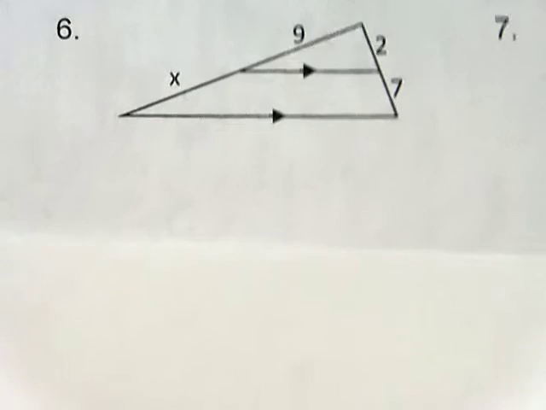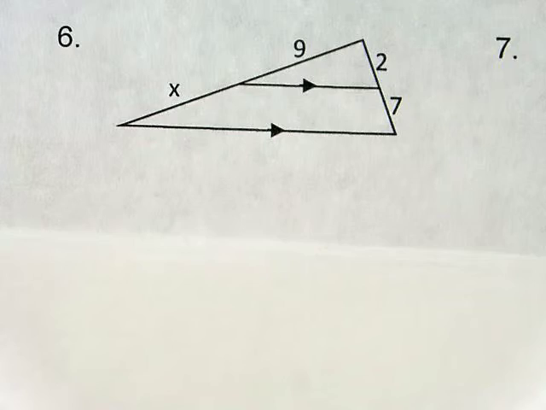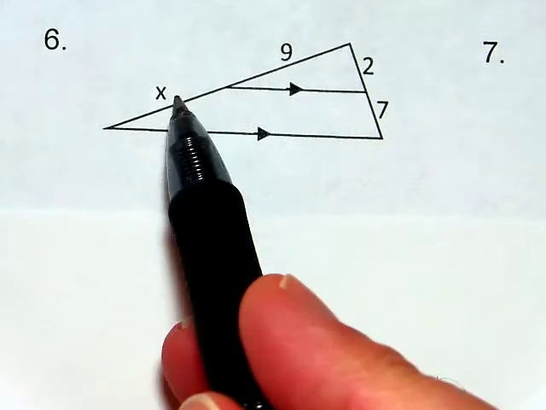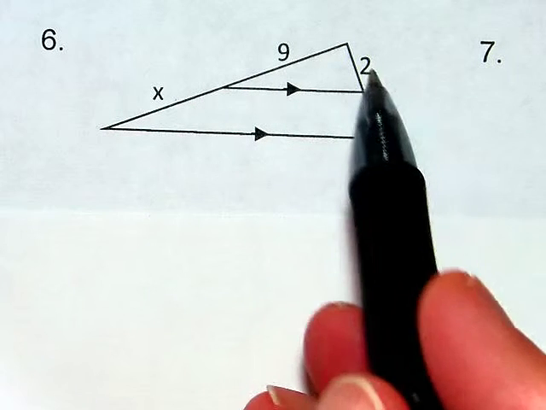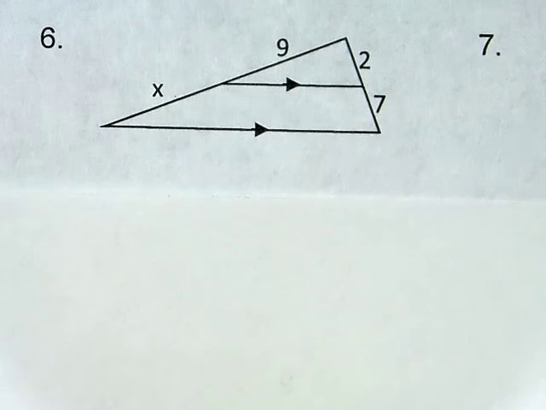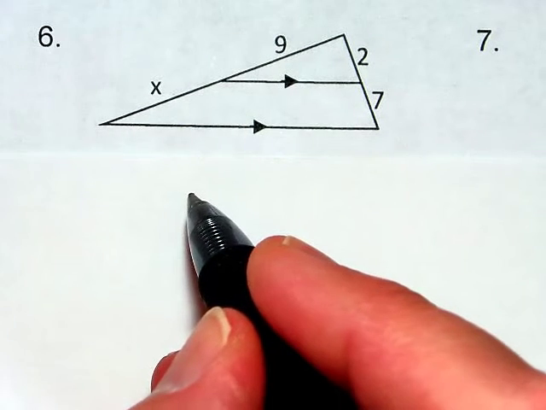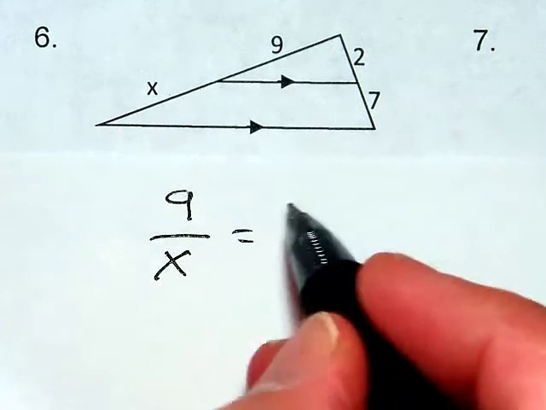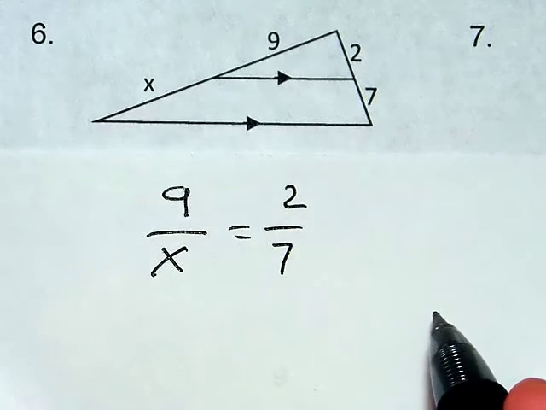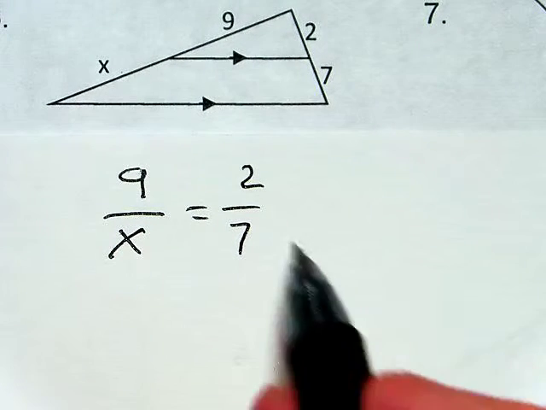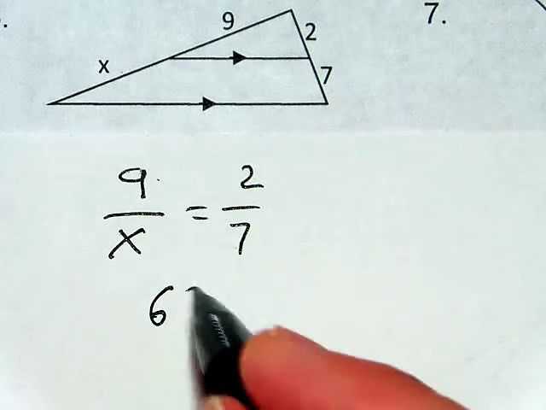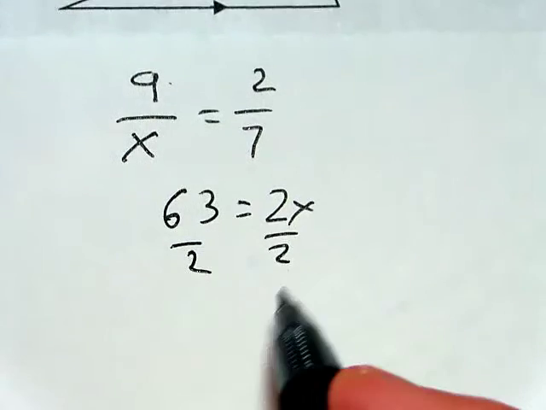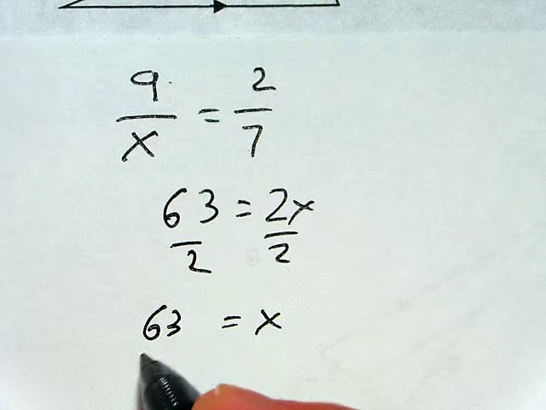For this problem, we're going to use the side splitter theorem or the triangle proportionality theorem. Very similar. It says that the ratio of this line segment to this one is the same as 2 to 7. So let's go ahead and create our equality of proportions. We have 9 over x equals 2 over 7. Again, we would solve this by cross multiplication. 9 times 7 is 63, equals 2x. Divide both sides by 2. That gives us x is equal to 63 halves.